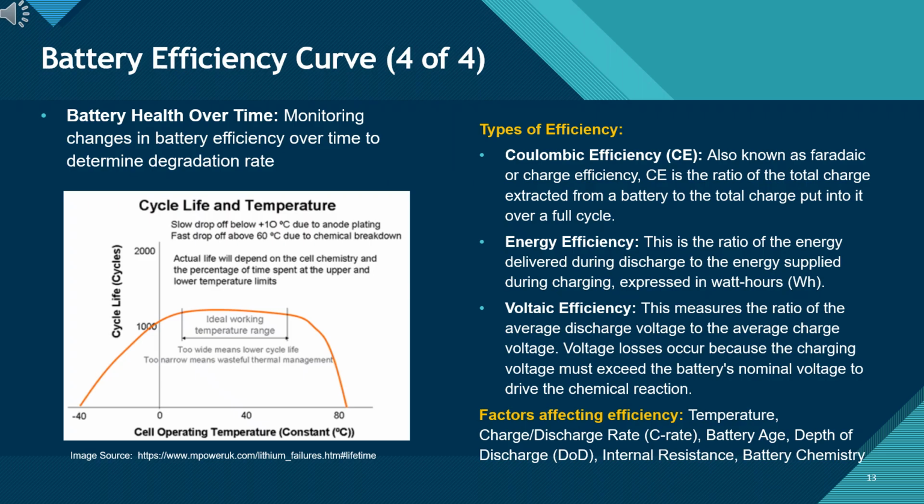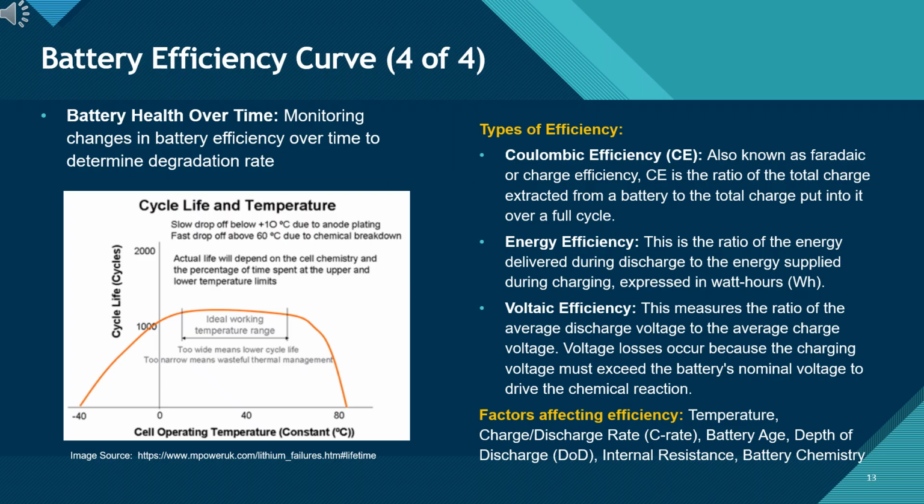Below about 10 degrees Celsius, we start to see losses due to lithium plating, and above 60 degrees Celsius, the chemistry breaks down quickly. We also evaluate battery health using 3 efficiency metrics. Coulombic efficiency tells us how much charge we get out compared to what we put in. Energy efficiency is measured as the watt-hours delivered divided by the watt-hours absorbed. And the voltaic efficiency compares discharge voltage to charge voltage, which reflects internal losses.